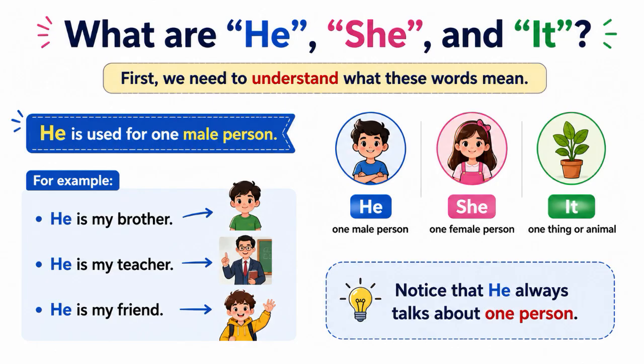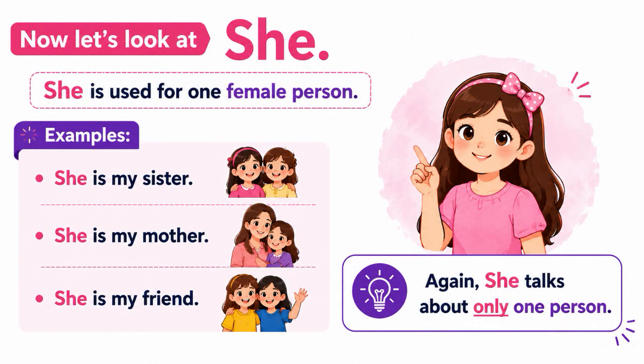Now let's look at she. She is used for one female person. For example, she is my sister. She is my mother. She is my friend. Again, she talks about only one person.